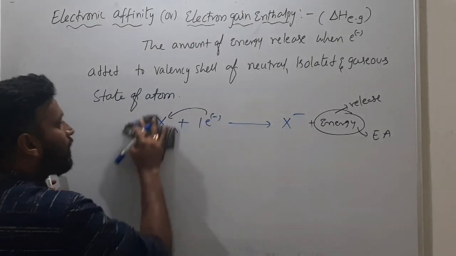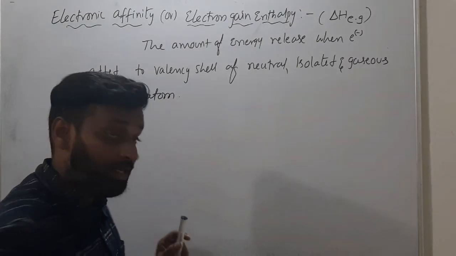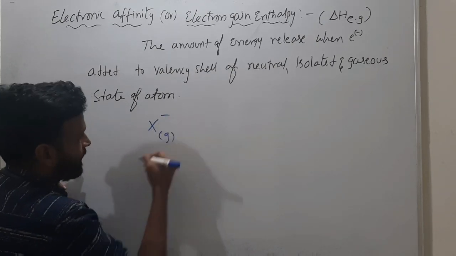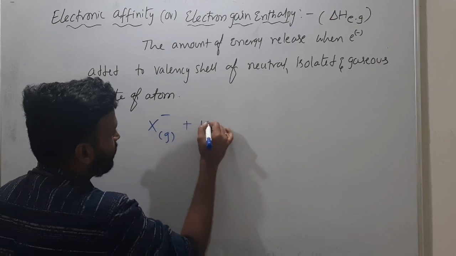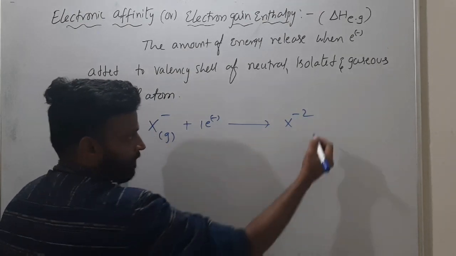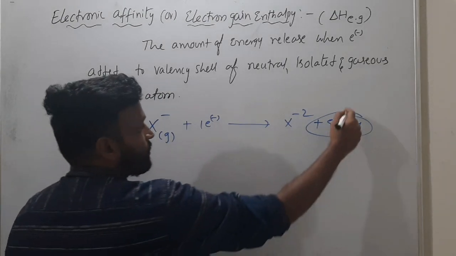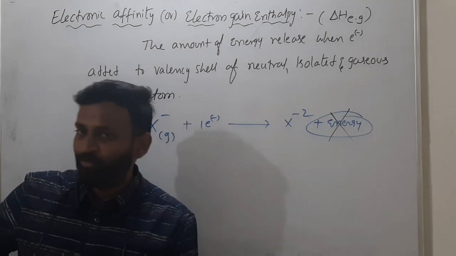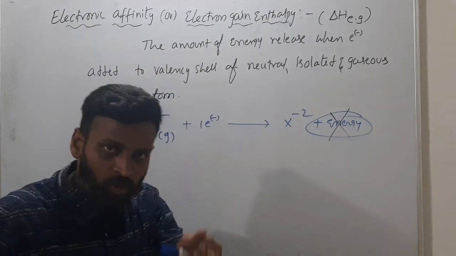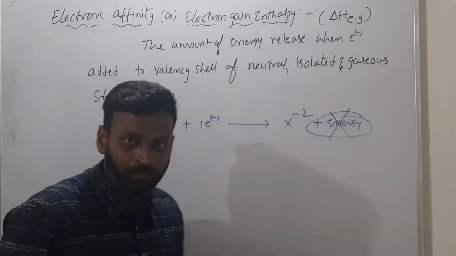See, for a negative ion, if you add an electron, then what happens? Same for X minus in gaseous state. I wanted to add one more electron to it, then X minus 2 will form. Then will energy release or not? No, energy will not release. This is very, very important. So addition of an electron to a neutral isolated gaseous state atom only, then energy is released.